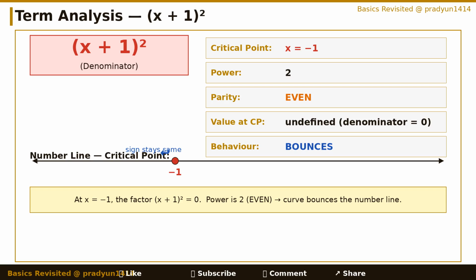Finally, (x plus 1) squared in the denominator. Critical point is x equals negative 1. Power is 2, even, so the curve bounces. X equals negative 1 is also excluded because the denominator becomes 0 here. Sign stays the same on both sides.